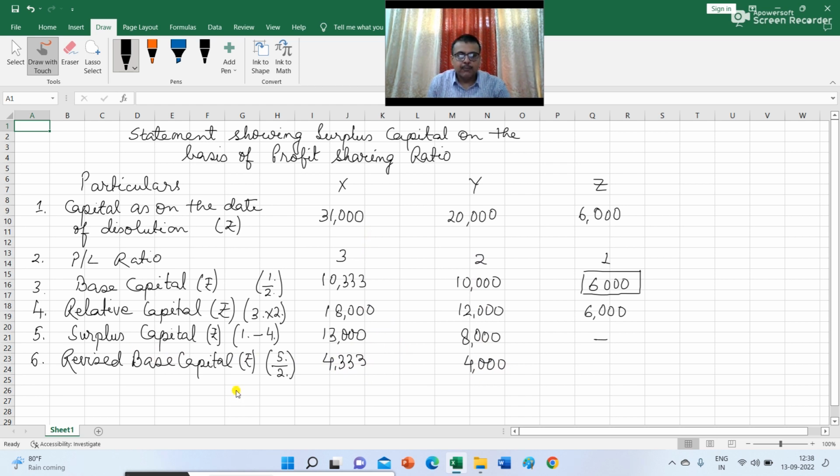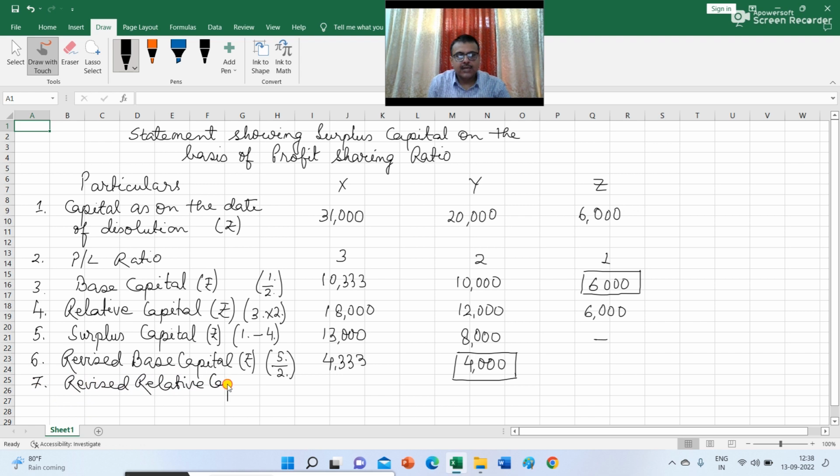And in point number 6, we have calculated the revised base capital, which is calculated by dividing the surplus capital by PL ratio. Now, the revised base capital is the minimum of these two amounts. So 4,000 is the revised base capital. And in point number 7, you need to calculate the revised relative capital.